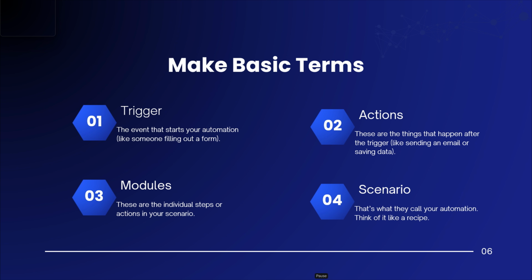Now, the next is actions. Actions are the things that happen after the trigger. Everything that happens after your trigger is called an action, for example, sending an email, saving data to a Google Sheet, and so on and so forth. The next is called modules. Modules are similar to actions, but they are the individual steps that you take in your scenarios.